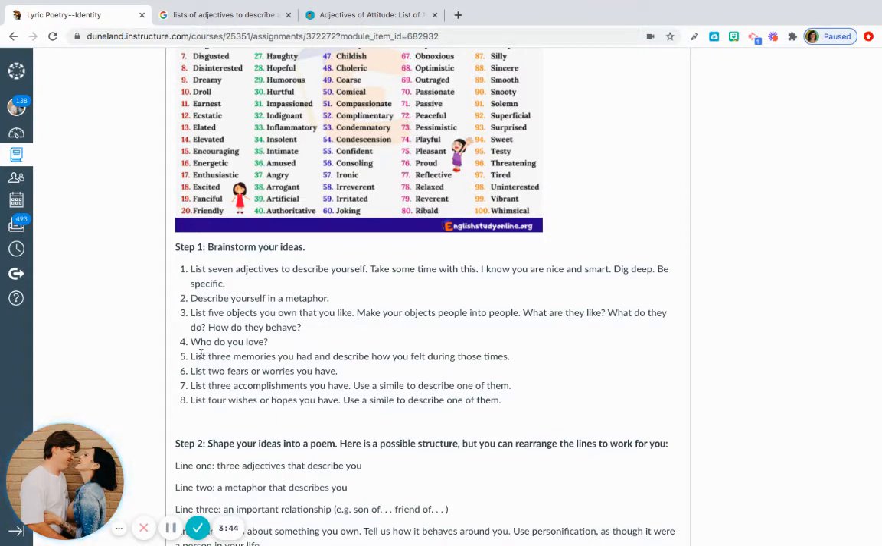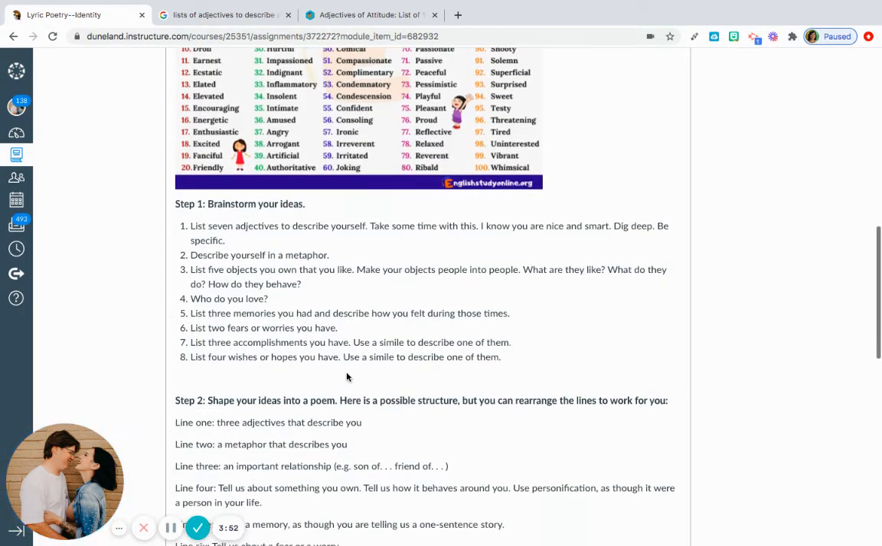Who do you love? List three memories that you had and describe how you felt during those times. List two fears or worries that you have. List three accomplishments that you have. Use a simile to describe one of them. List four wishes or hopes you have, and then use a simile to describe one of them.